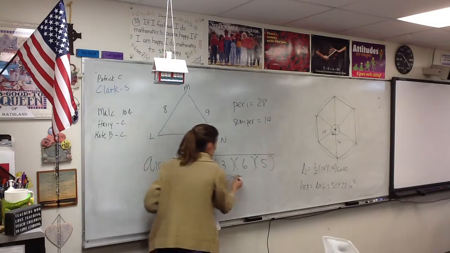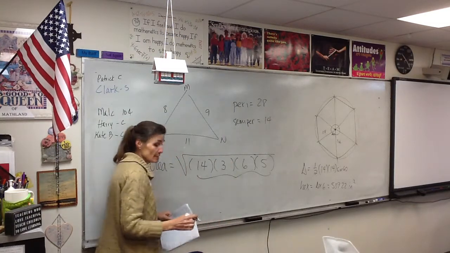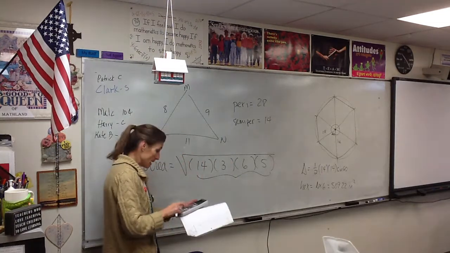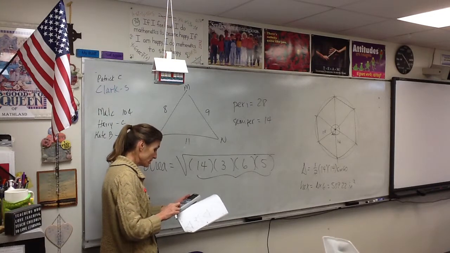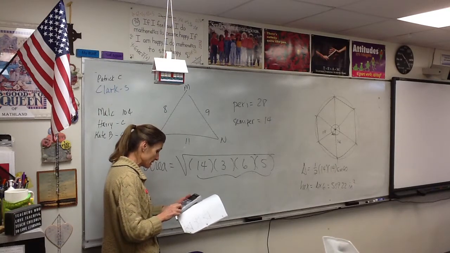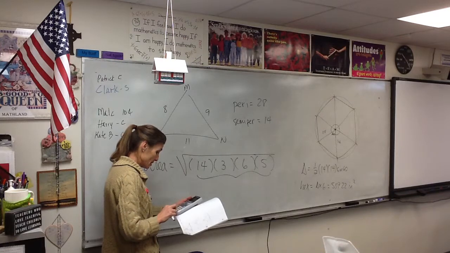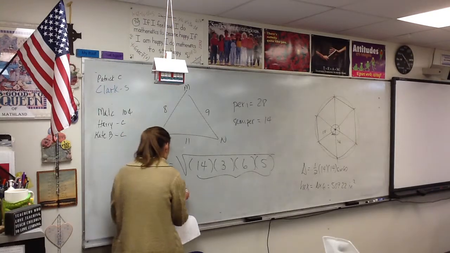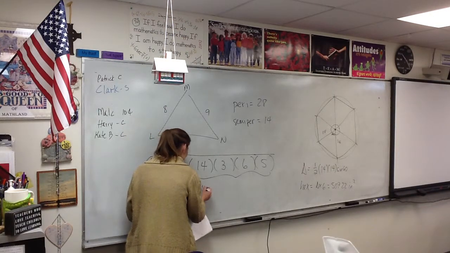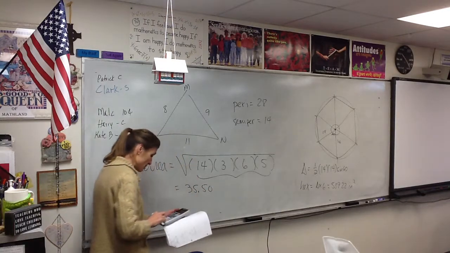Now we just multiply all these together and take the square root. And that's our answer. So 14 times 3 times 6 times 5, square rooted, I got 35.50 if I round off to the nearest hundredth.